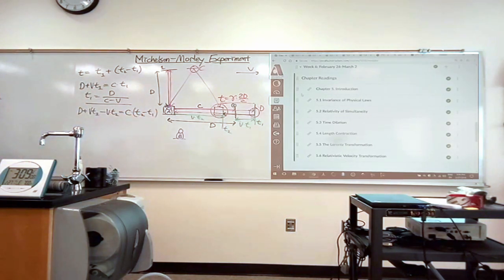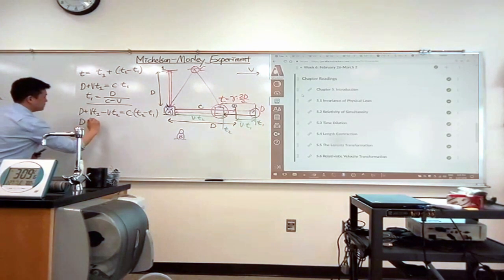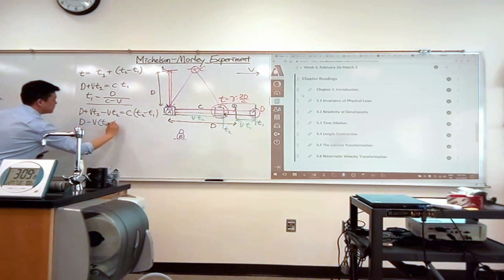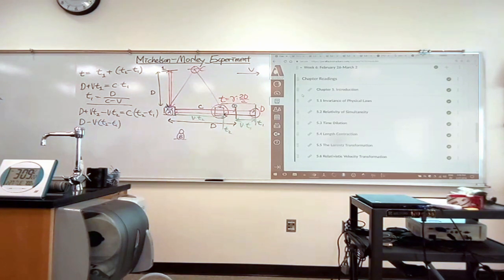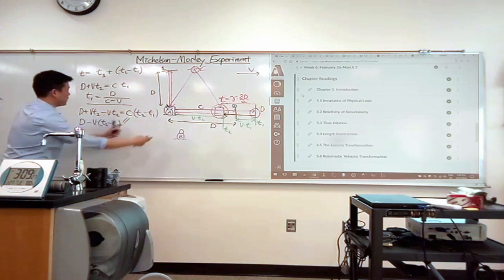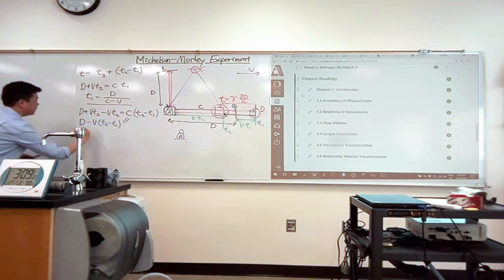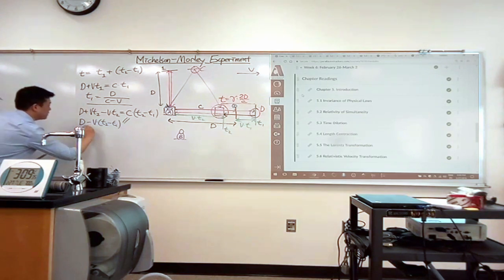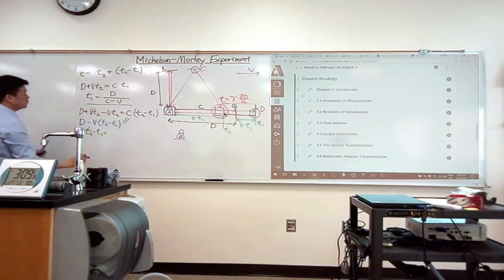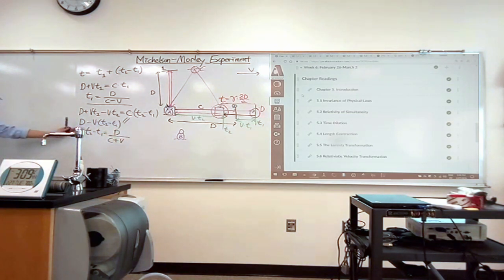All right. Actually, let me rewrite this way. I think this will make my algebra a little bit easier. d minus v times t2 minus t1. Good, that's the left-hand side. So that means I can move this over. So I have actually c plus v. And when I divide it out, this is what I get for t2 minus t1. t2 minus t1 is equal to d divided by c plus v. Good? Okay.